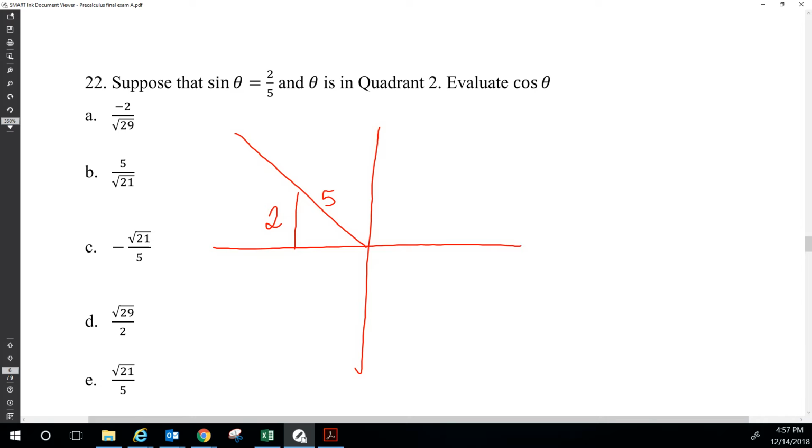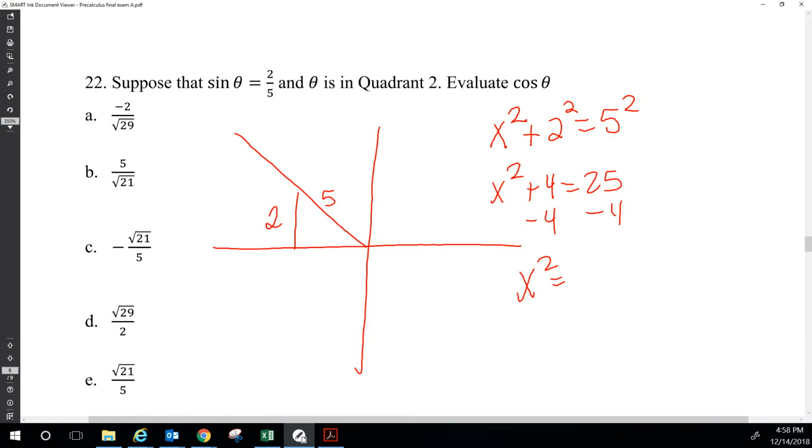And we want to find cosine. Well, cosine is adjacent over hypotenuse, so I've got to figure out what this guy is here. To find that guy, that's using the Pythagorean theorem, x squared plus 2 squared is equal to 5 squared, which means x squared plus 4 is equal to 25.